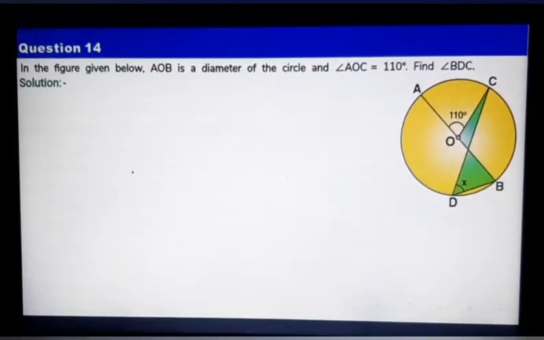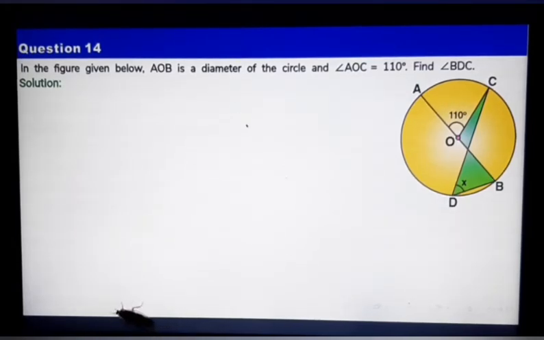Okay, so let's move on to the 14th question. Now this question is going to be a bit tricky. So let's pay attention very carefully. Here it is given that AOB is the diameter, that is this is given to be the diameter, and AOC is given to be 110 degree. We need to calculate what is BDC, that is this, which is written as x here. So we need to find the value of x.